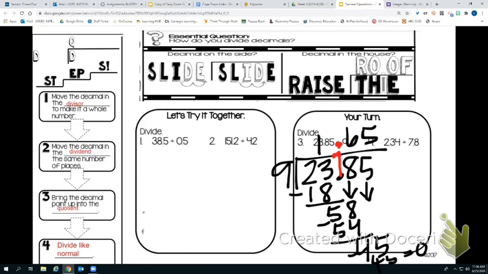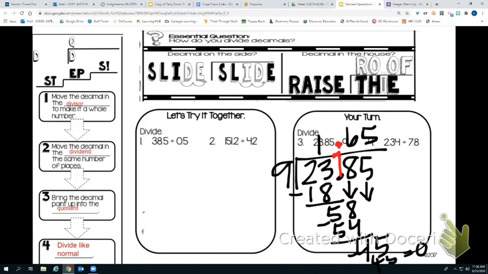Okay, so when you did 23.85 divided by 9, it's very similar to the second example we did. Since we have a whole number outside of our house, we don't have to worry about moving our decimal because we already have a whole number. So we just carry our decimal straight up on our roof. And then 9 goes into 23 one time, so then we subtract 18, and we get 5. We bring down our 8.